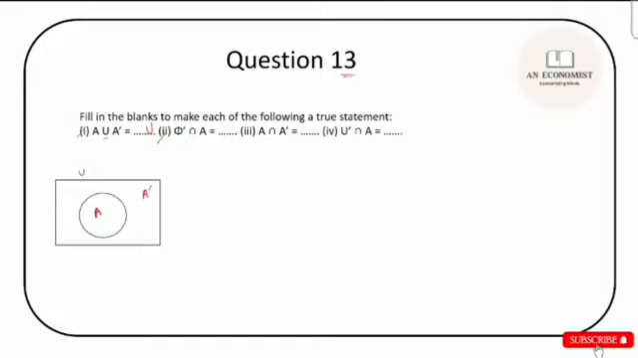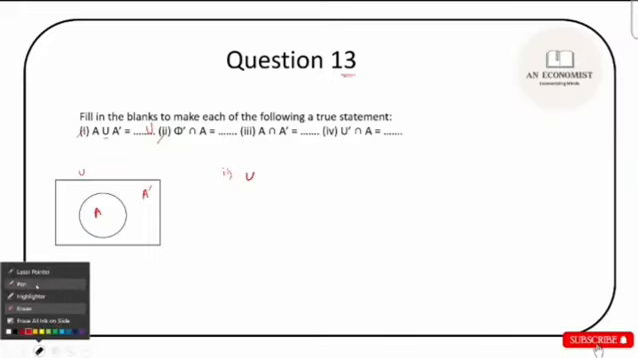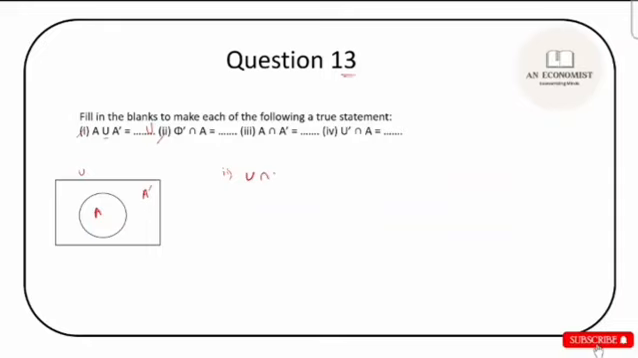Second statement says phi complement intersection A. Phi complement is nothing but the universal set. If you take the complement of the null set, it will be the universal set, and then you are taking the intersection of that with A. Then what will that be? If you take the intersection of the universal set and A, it will return A, right? It will be A.